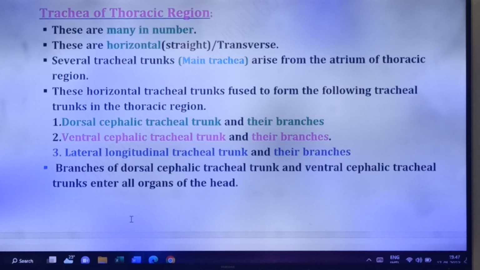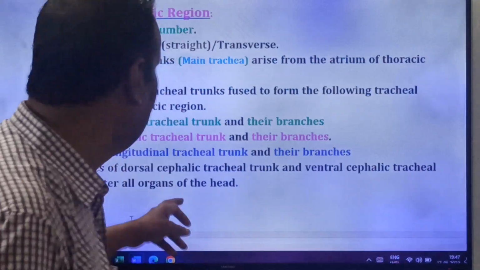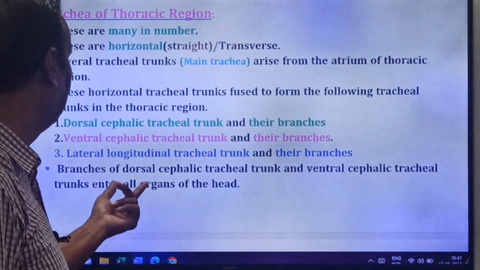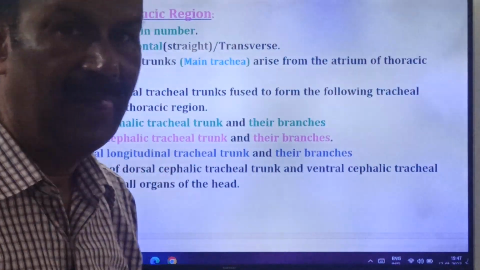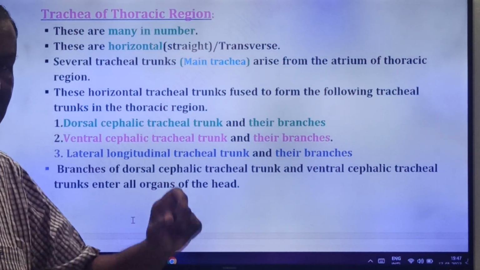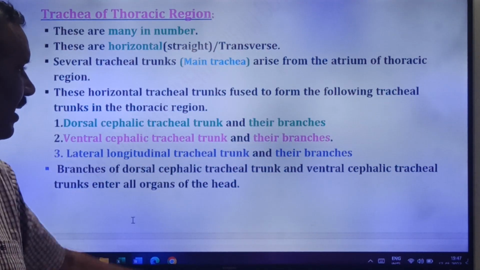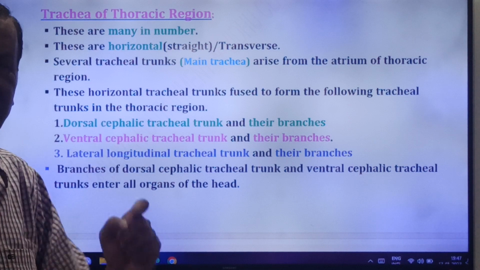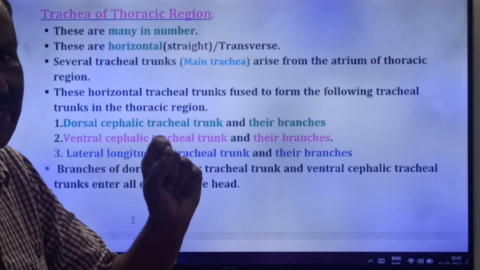Now see, friends, the branches of the dorsal cephalic tracheal trunk and the ventral cephalic tracheal trunk enter all organs of the head. Very, very important, friends. The name itself indicates it: cephalic means what, friends? Head. The branches of the dorsal cephalic and ventral cephalic tracheal trunks enter what, friends? They supply oxygen, air, to what?